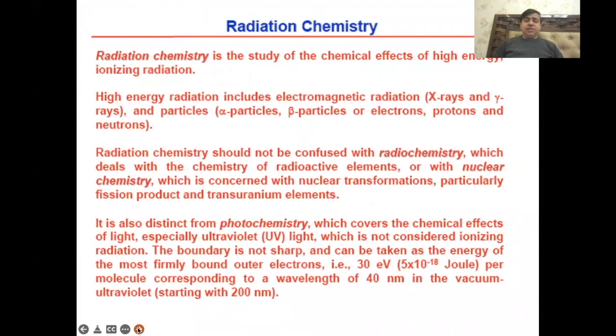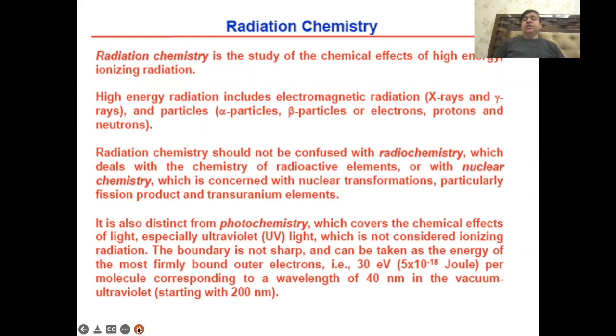Now, what is radiation chemistry? This is a very interesting topic. During my post-graduation, I found that people often confuse radiation chemistry with nuclear chemistry. But how are radiation chemistry and nuclear chemistry different? Radiation chemistry is the sub-discipline of chemistry that essentially studies the chemical effects of radiation. What type of chemical effects can take place when matter interacts with radiation?